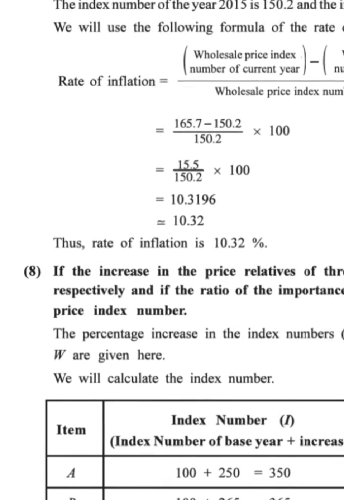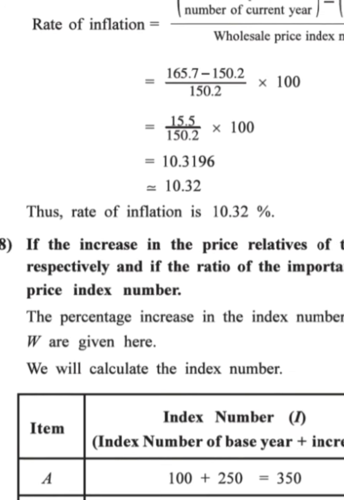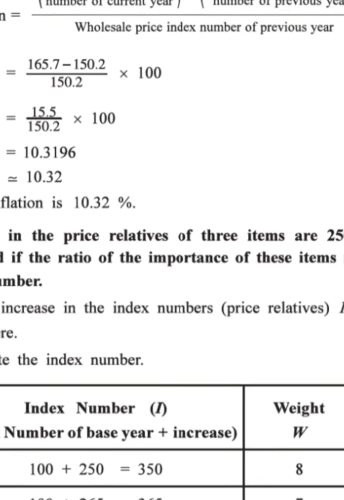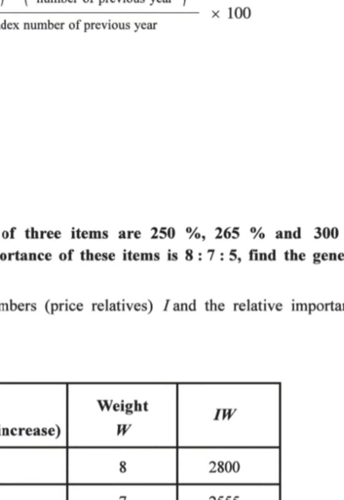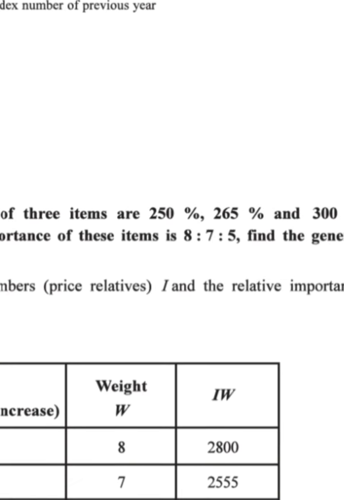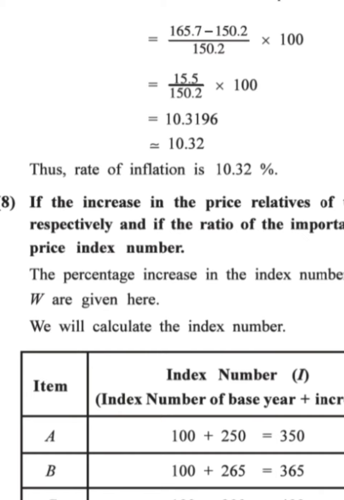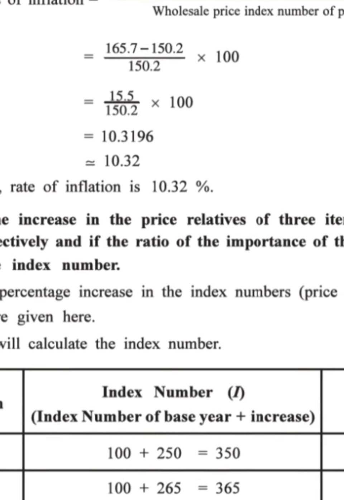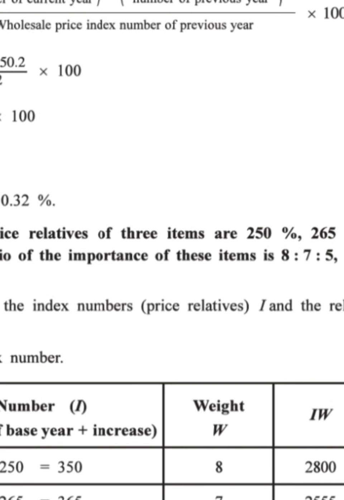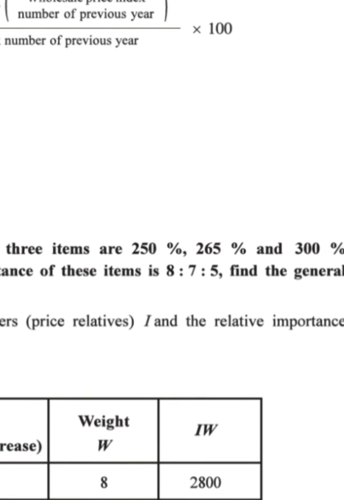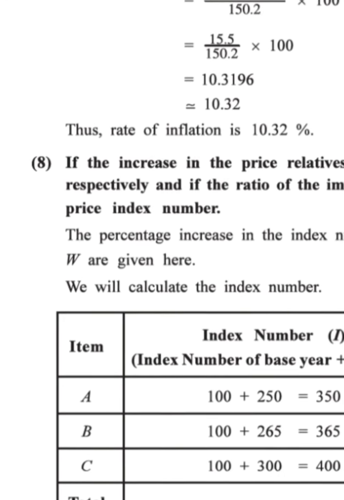Now let us see the last sum of this question, or you can say the last sum of this chapter, the eighth short sum. What is given? If the increase in the price relative of the three items are say 250%, 265% and 300% respectively, they're given as the price relatives, and if the ratio of the importances of these items is 8:7:5, find the general price index number.